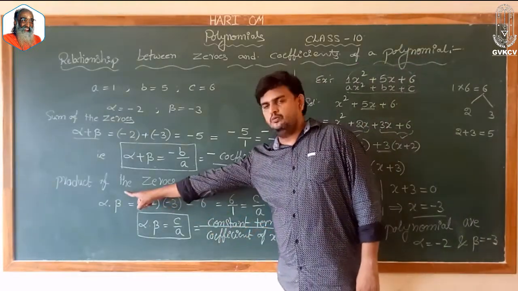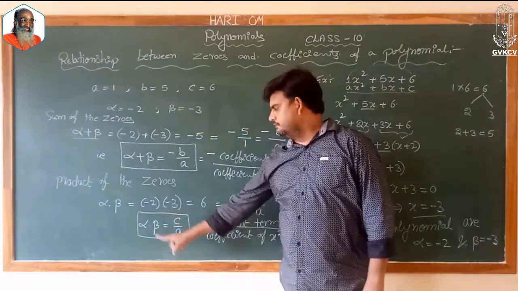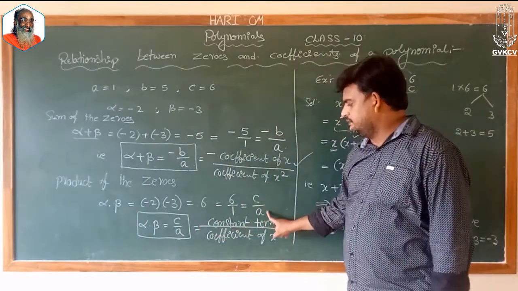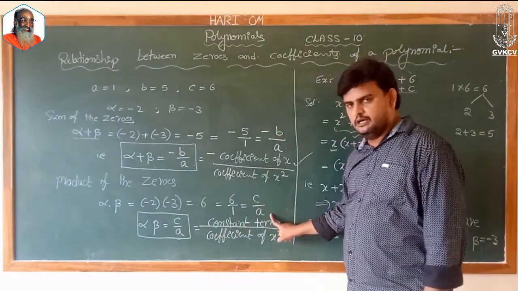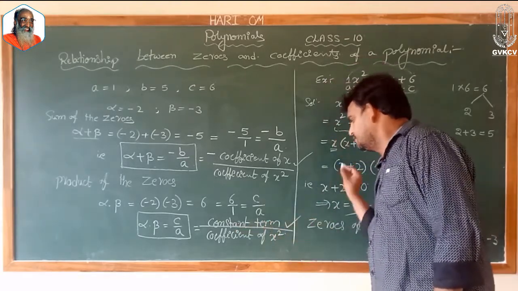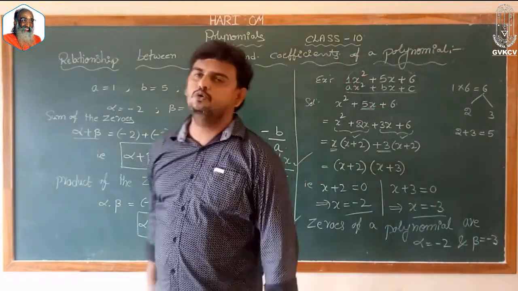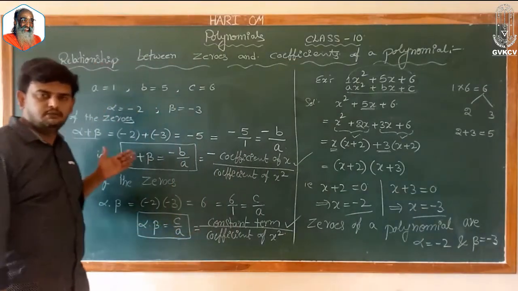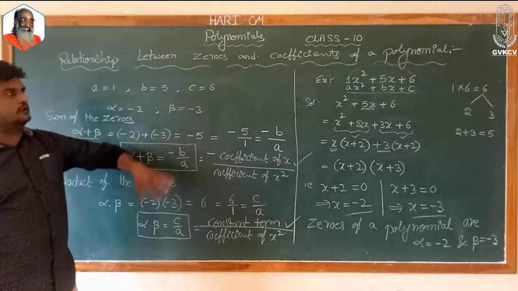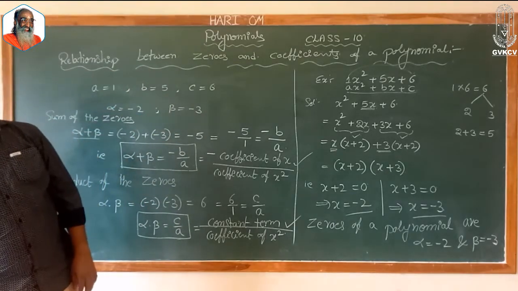Next, another formula: product of zeros. Alpha into beta, minus 2 into minus 3, is equal to 6. It can be written as c by a. What is the meaning of c by a? Constant term by coefficient of x square. This is another formula for us. So the relationship between zeros and coefficients of a polynomial means the sum of the zeros and the product of the zeros.